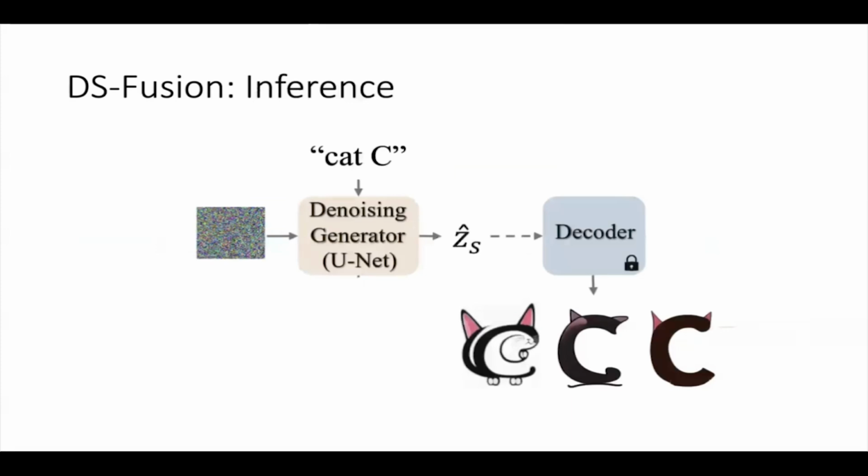Finally, once the training is done, at inference, given a style prompt and the glyph, the denoising generator produces outputs in latent space, which can then be decoded to produce a range of output images.